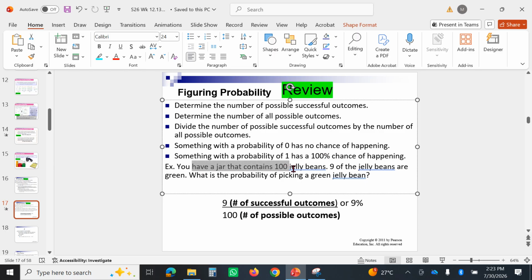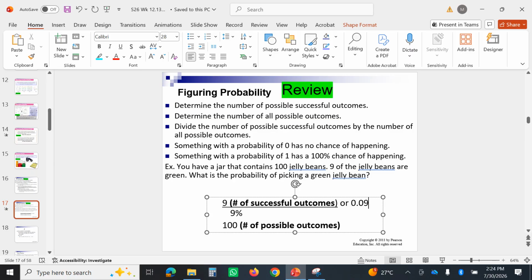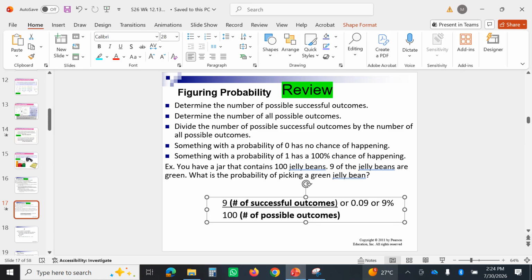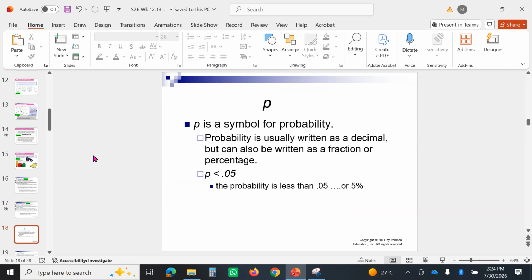If you have a jar that contains 100 jelly beans, and 9 of the jelly beans are green, what is the probability of picking a green jelly bean? Well, I'm looking for 9 divided by 100, so I have 0.09, or 9%. That kind of thing. Good. Now we're moving on into the new stuff.